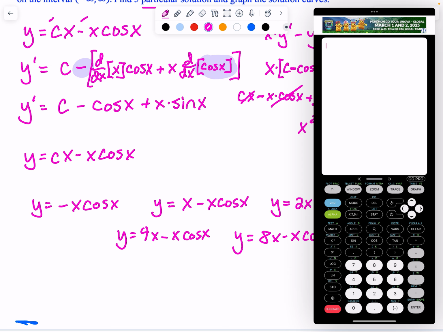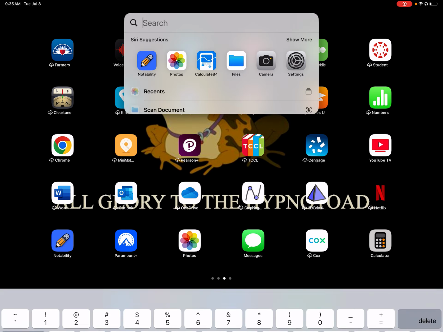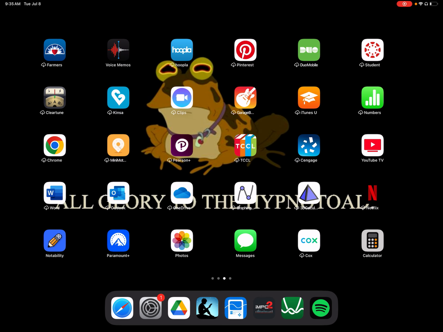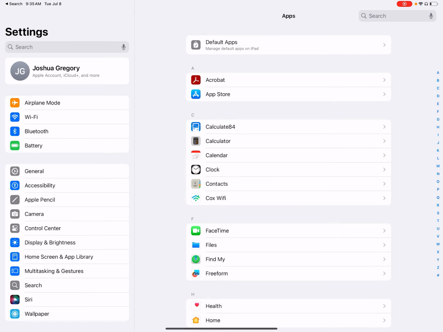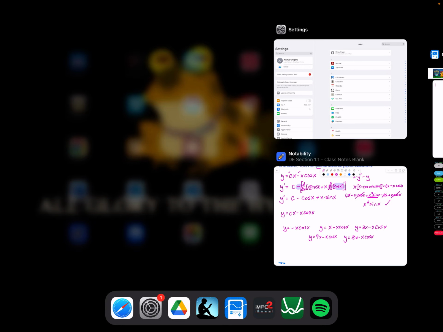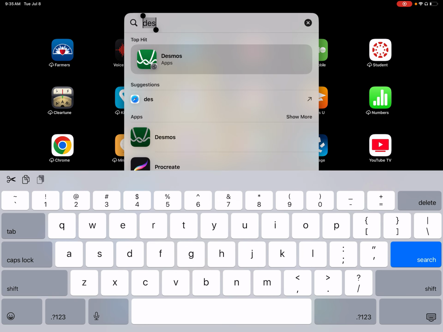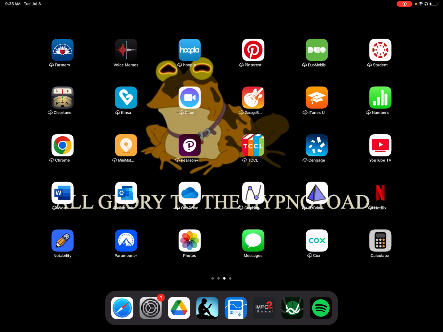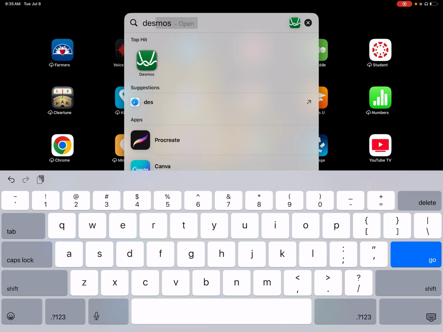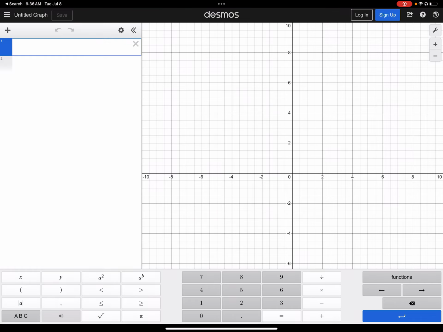Actually, Desmos may be a good idea here. Do I have Desmos as an app? I think I do. I just think it was right there. I thought I saw it. Desmos. Don't know why I did that. Sorry, you're having to watch an old man use apps. All right, let that download. Cool. This will be better to look at.